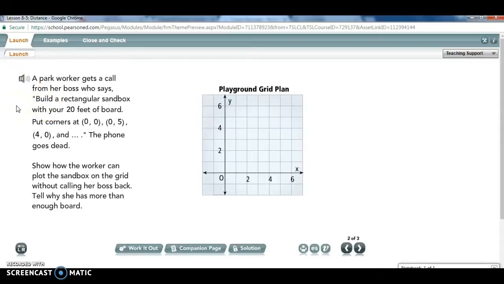A park worker gets a call from her boss who says, build a rectangular sandbox with your 20 feet of board. Put a corner at (0, 0), (0, 5), (4, 0), and the phone goes dead. Show how the worker can plot the sandbox on the grid without calling her boss back. Tell why she has more than enough board.